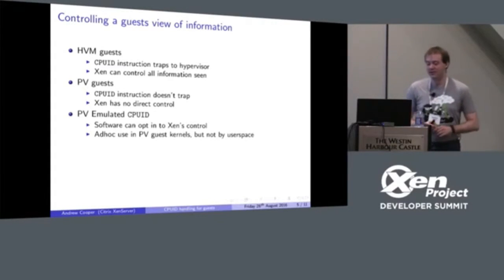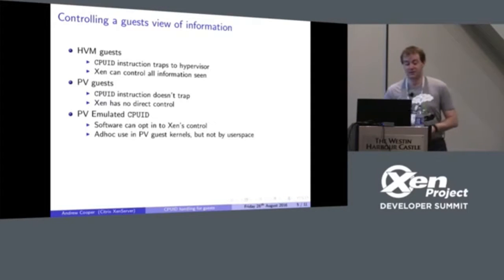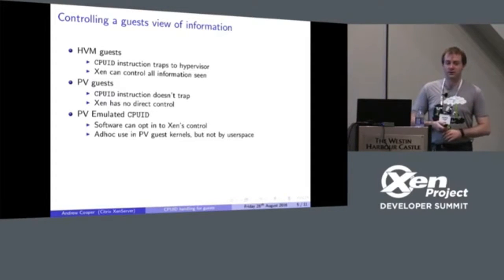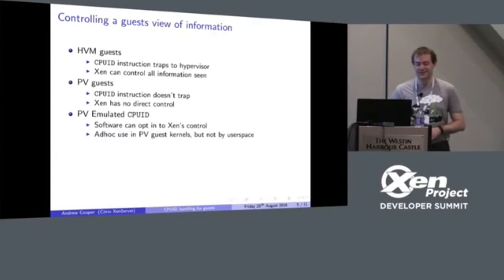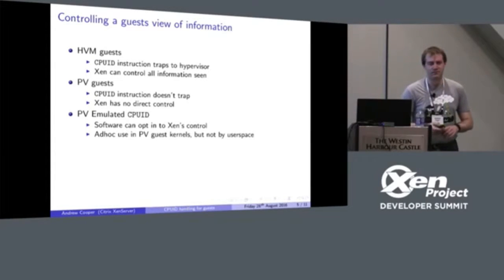So one option that's available is the emulated CPUID, where a guest voluntarily traps into the hypervisor and asks for some mistruths. That's great, the software that knows about it can opt in. It gets intermittent use in PV kernels, so the Xen-specific subsystems of Linux, for example, tend to use this, but all the generic systems don't.